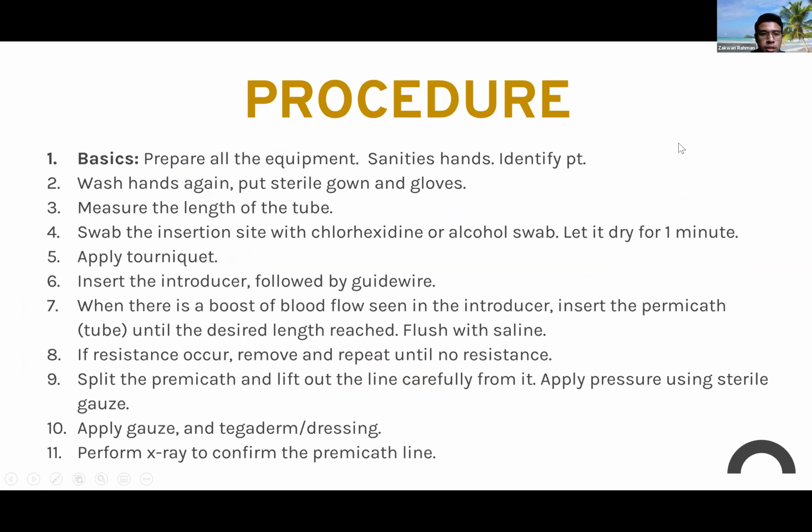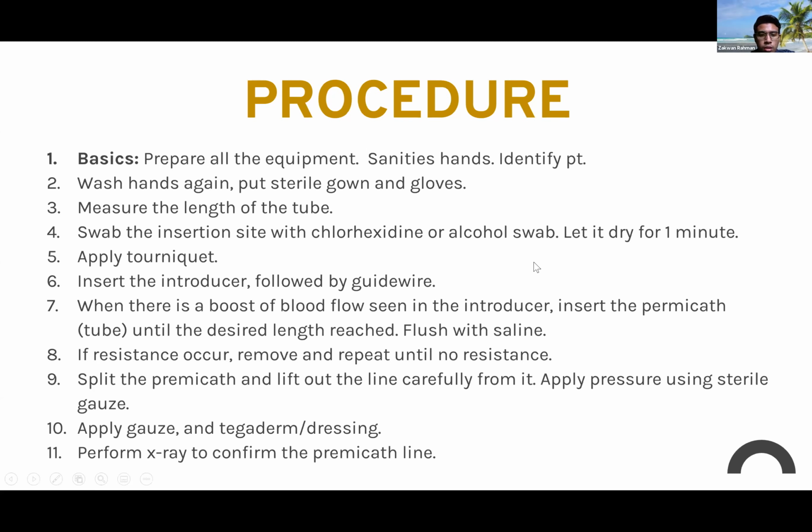This is the procedure. First, prepare all the equipment, sanitize our hands, and identify the patient. Then wash our hands again, put on a sterile gown and gloves, and measure the length of the tube based on the length I shared earlier. Swab the insertion site with chlorhexidine or an alcohol swab, let it dry for 1 minute, and apply the tourniquet. Insert the introducer followed by the guide wire. When there is a flash of blood in the introducer, insert the catheter until the desired length is reached. Flush with saline.